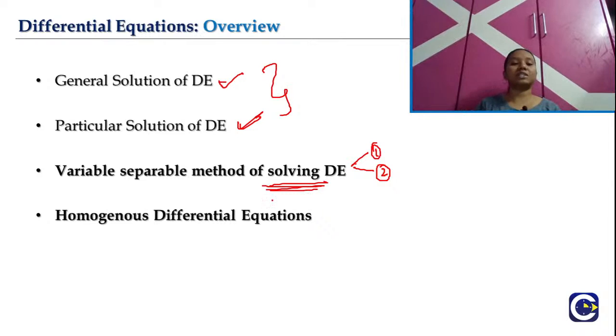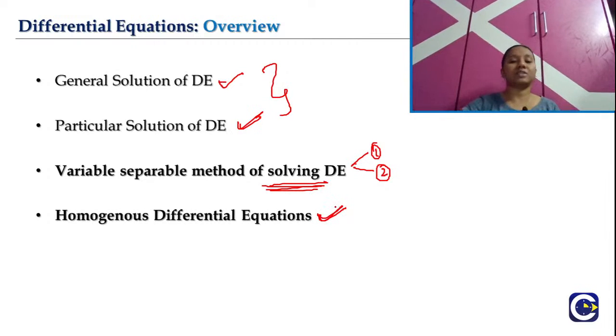After the variable separable method, the next method of solving is solving homogeneous differential equations. In this we'll first see what a typical homogeneous equation is, what the typical format of a homogeneous differential equation is, and then we'll see how to solve it.